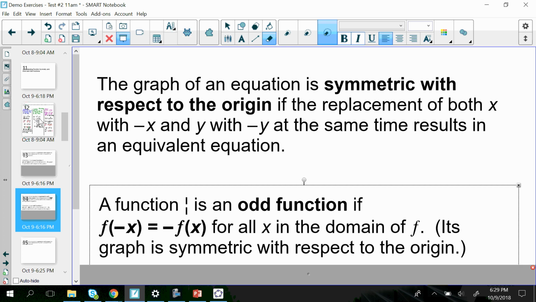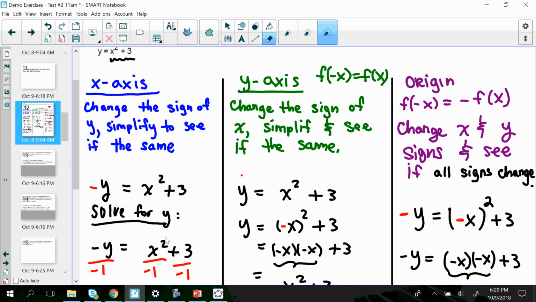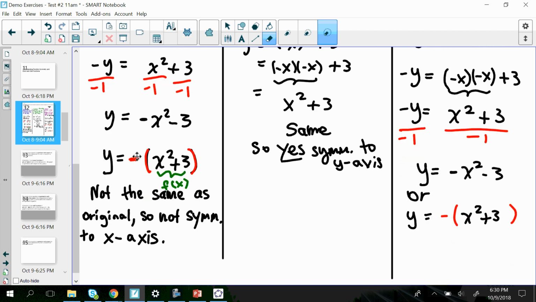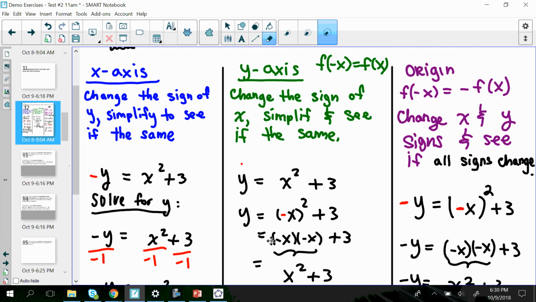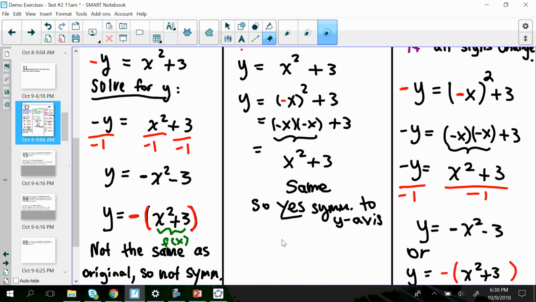All right, so back to the example I was working on in class. We were doing the x-axis symmetry where we replaced the sign of y with negative and found that it did not result in the same original function, so we said no, it does not have x-axis symmetry. Then we looked at the equation to see if it had y-axis symmetry, and we looked to see if we replaced negative x in the equation, if it would result in the same, and yes, it did result in the same, so we said yes, it has y-axis symmetry.